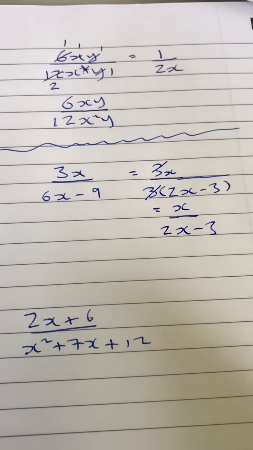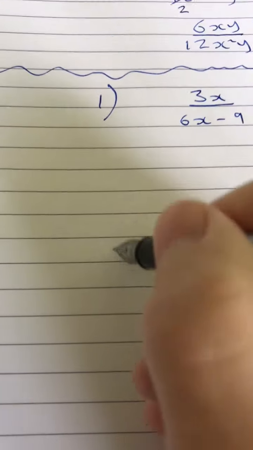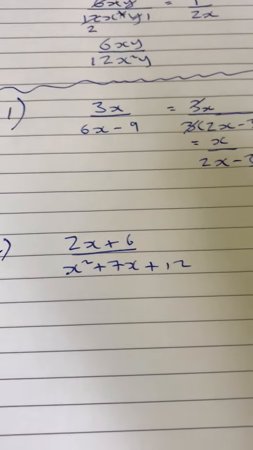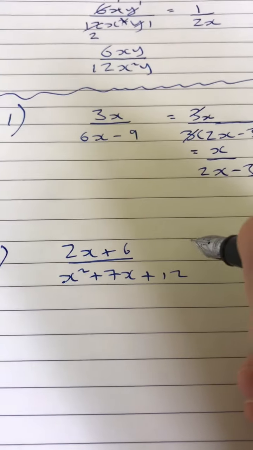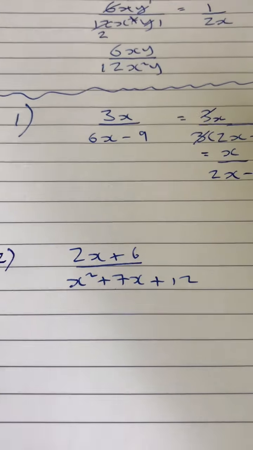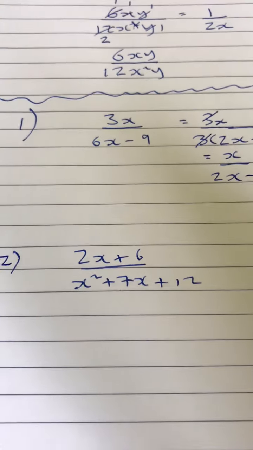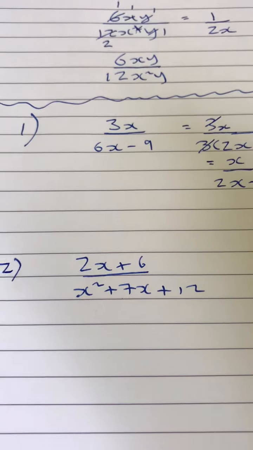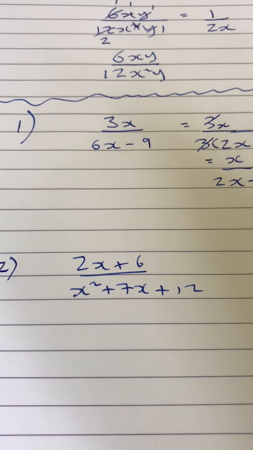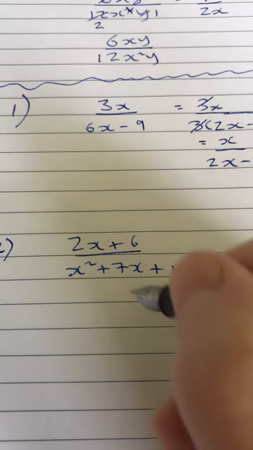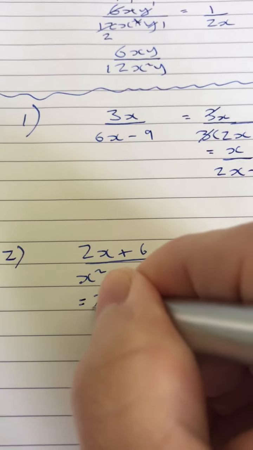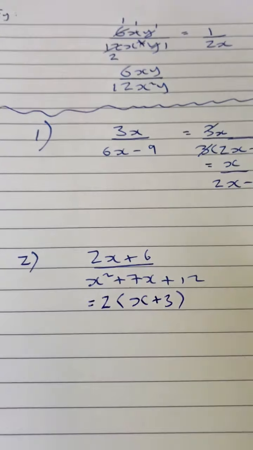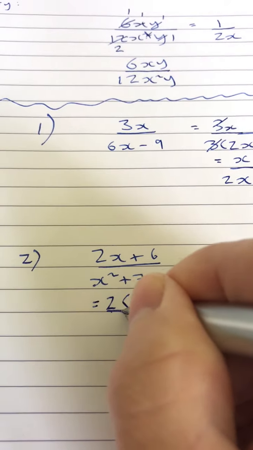The next one down, which is kind of harder example number 2, is 2x plus 6 over x squared plus 7x plus 12. And both the top and the bottom, they're not written as multiplications of bits and pieces. They're just lists of bits of algebra and numbers. To see what to do when simplifying, I'm going to factorize the top and the bottom. So to factorize the top, I'm just going to write this down. I'm going to use a single bracket, because the top is the same as 2 times x plus 3.